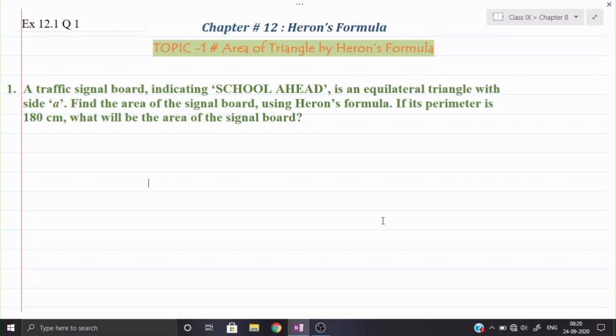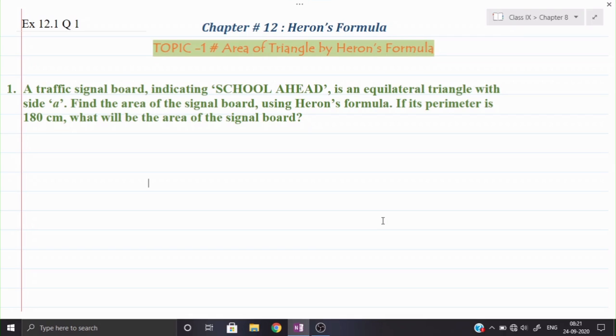Now you may have a question: why are we getting the area of a triangle from Heron's formula? Already we know that the area of a triangle is 1 upon 2 into base into height, and we also know the area of some special kinds of triangles, like an equilateral triangle, that is root 3 upon 4 into a square. Okay, but in some cases we cannot apply the formulas which we have applied earlier.